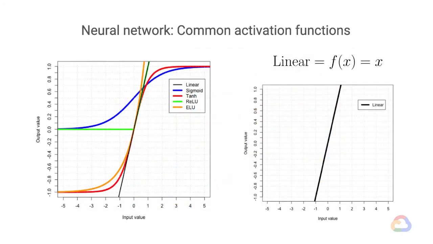This is the linear activation function. It is essentially an identity function because the function of x just returns x. This was the original activation function.